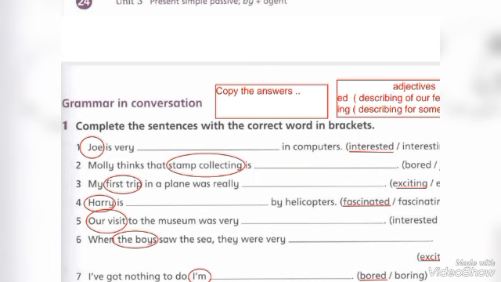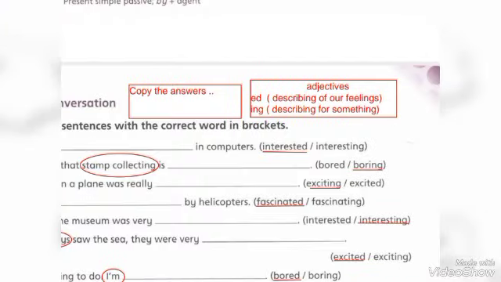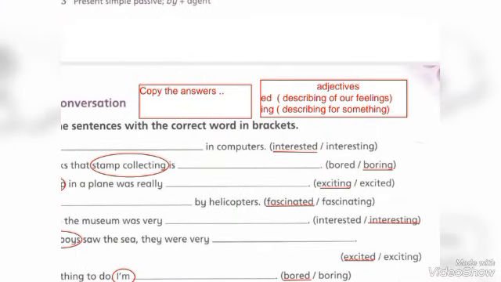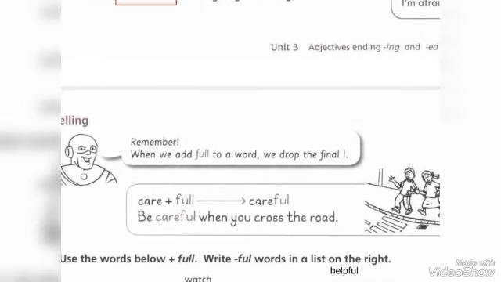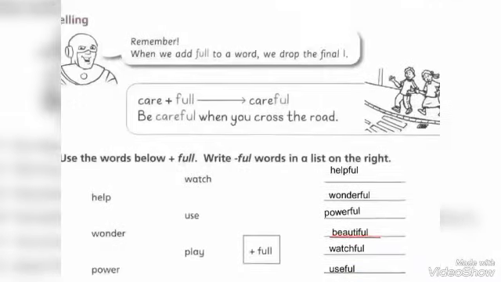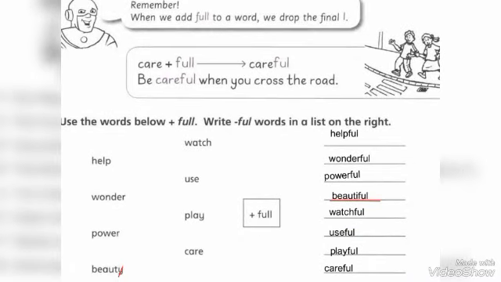Whales and dolphins, here when you describe animals and things you add ing. You write fascinating, not fascinated. Okay, go to the spelling question. When we add full to some words, help is a verb. We add full, we change it to adjective. So we add full to make adjectives. Watchful, useful, wonderful. You must know the Arabic meaning for the words to be able to fill in the blank spaces in your exam. Our dog jumps and catches a ball. He is very playful.